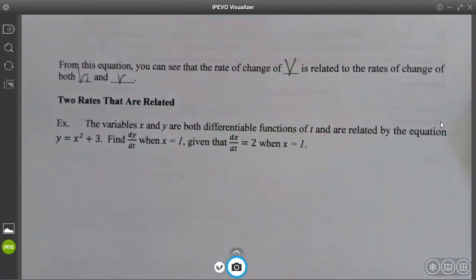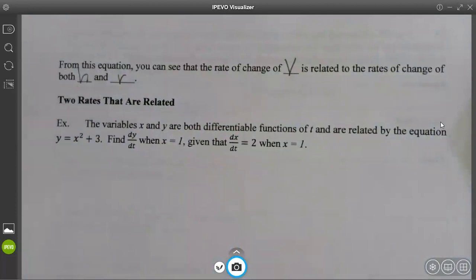All right, the variables x and y are both differentiable functions of t and are related by the equation y equals x squared plus 3. This one is not hard because they give you the equation. When you get that word problem and you have to set up your own equation, that's when it gets complicated. Everybody understands. So it's not the work part that you're going to do, it's the actual setup of the equation.